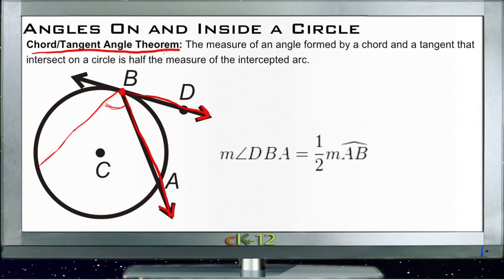The chord and tangent angle theorem basically tells us that the measure of this angle, in this case DBA, this sort of outside described angle here, is always going to be 1/2 of the measure of the arc that it intercepts. So if we know the arc between B and A, let's outline that in, say, green. If we know the measure of this arc between B and A, then we know that this angle DBA is going to be 1/2 of that arc, and vice versa.